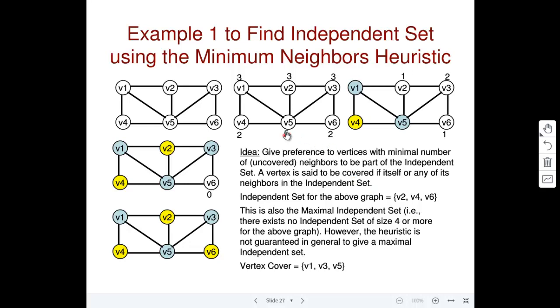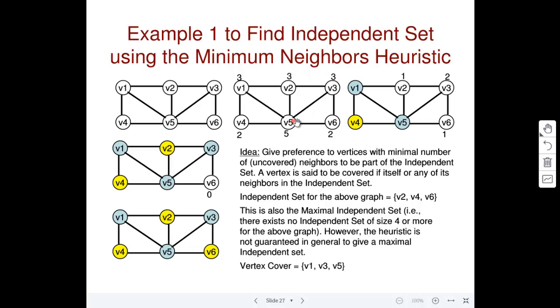So we should not prefer a vertex with more neighbors. On the other hand, if I include a vertex with fewer neighbors, say V4 or V6, so include V4, then including V4 will exclude only 2 of its neighbors because it has only 2 neighbors. Because of including V4, only V1 and V5 are going to get excluded from being considered to be part of the maximal independent set. The other vertices are still candidates for being considered. So that is the strategy we are going to use here. We are going to prefer nodes with minimum neighbors for inclusion in the maximal independent set.